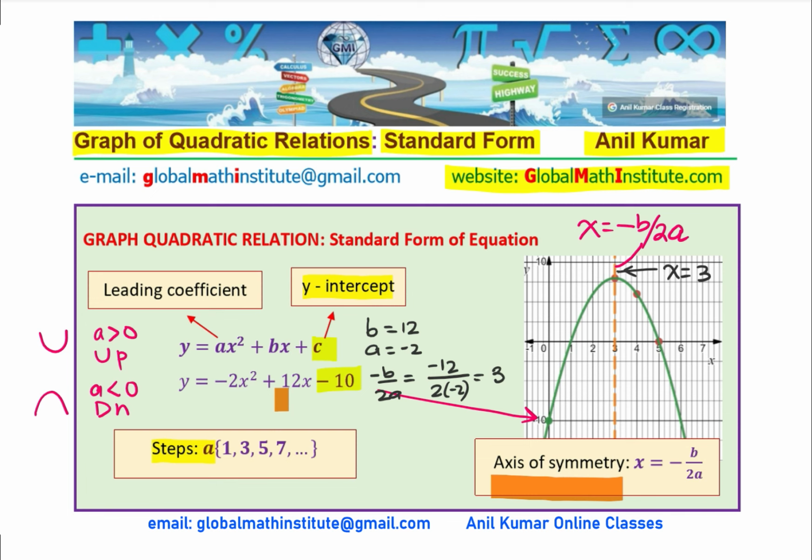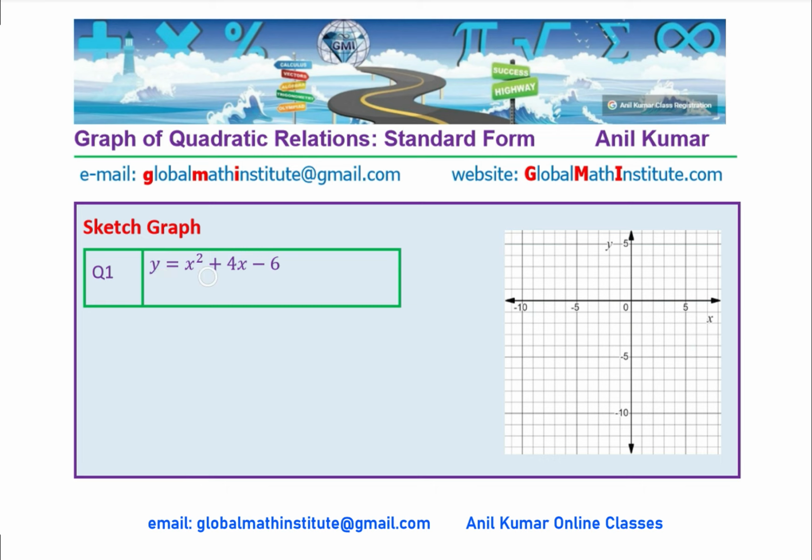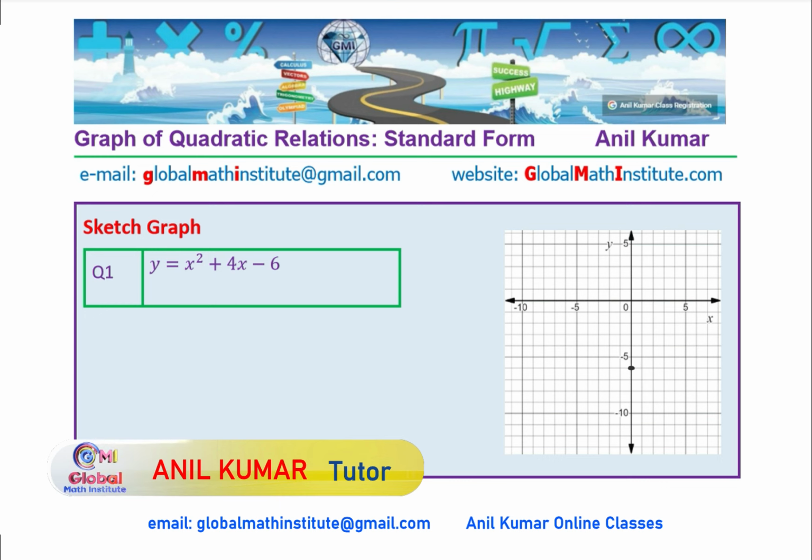Now, let us see how we sketch the graph. We'll take question number 1 now to begin with. Question number 1 is y equals x squared plus 4x minus 6. So definitely minus 6 means we have a y-intercept at minus 6. So that is the point which is known to us. But we should always begin with the axis.